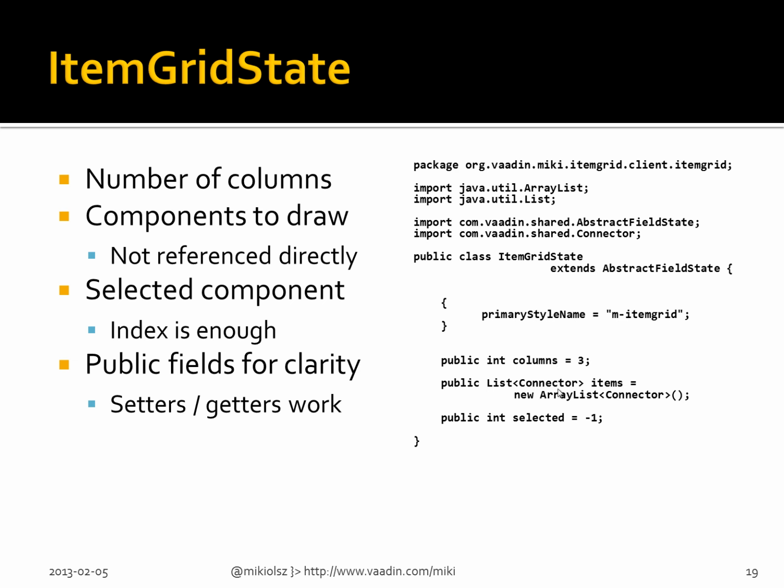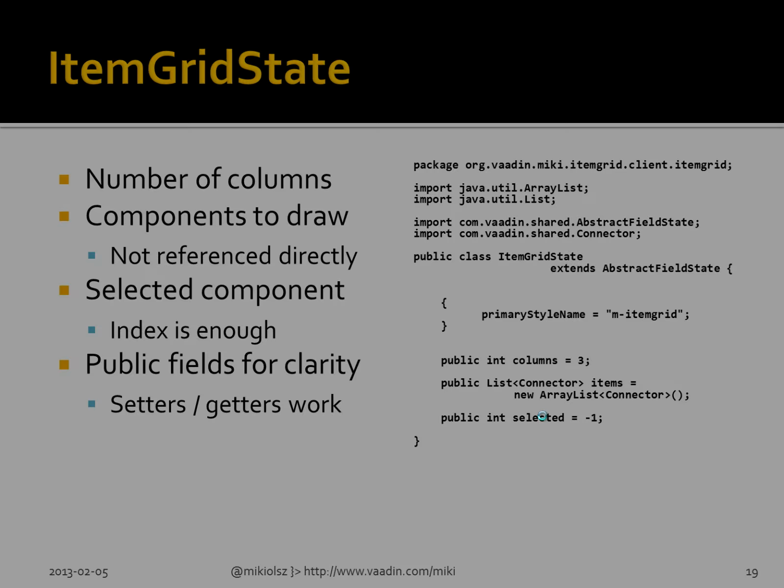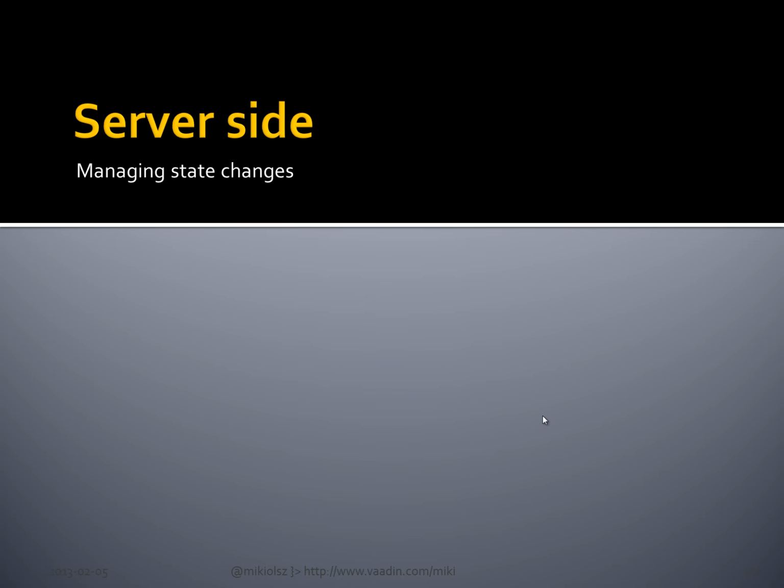There is a list of connectors, or the items that we want to render on the client side, and it's by default an empty list. And selected item has index -1, so that means that there is no selected item. So this is basically what we do with our state. Okay, now the server side.